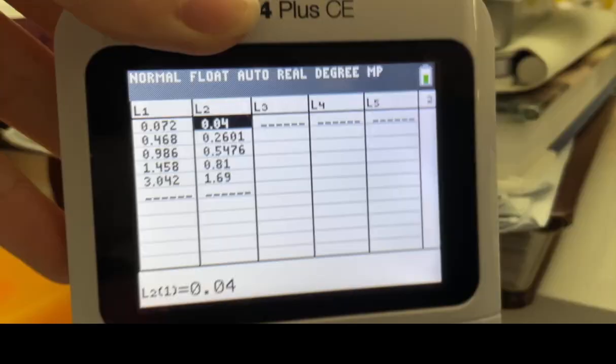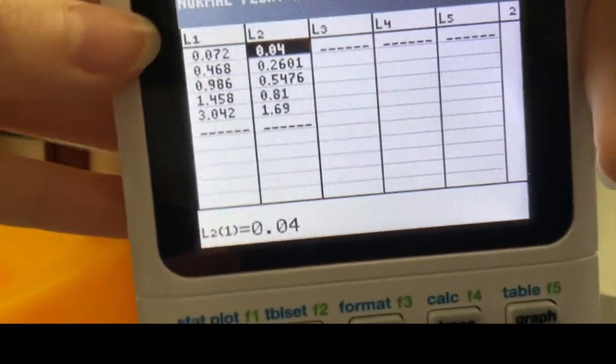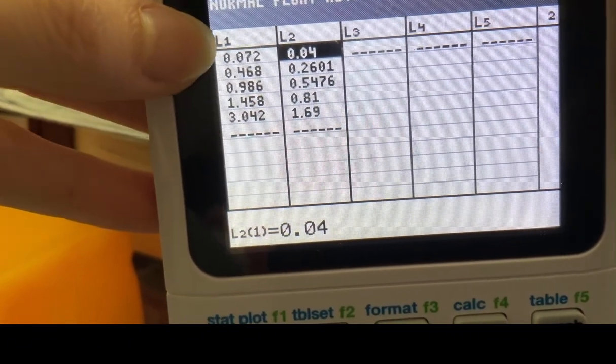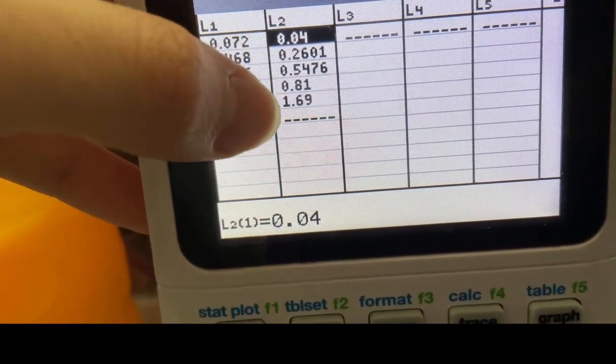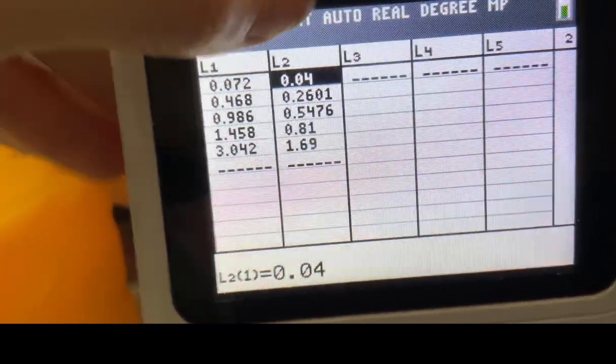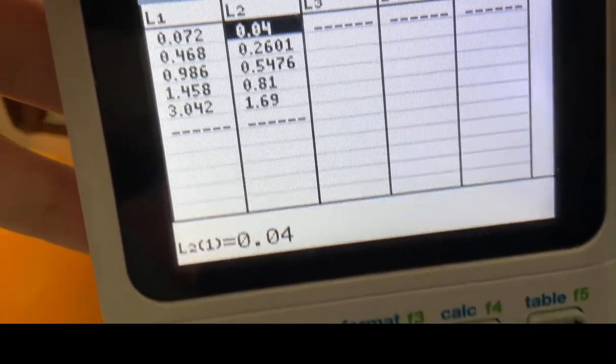Okay, so here's what my calculator looks like. This is all my 2x values in list 1, so that means this has to be my vertical list. And list 2 has all my delta t squared values. So this will have to go on my horizontal.